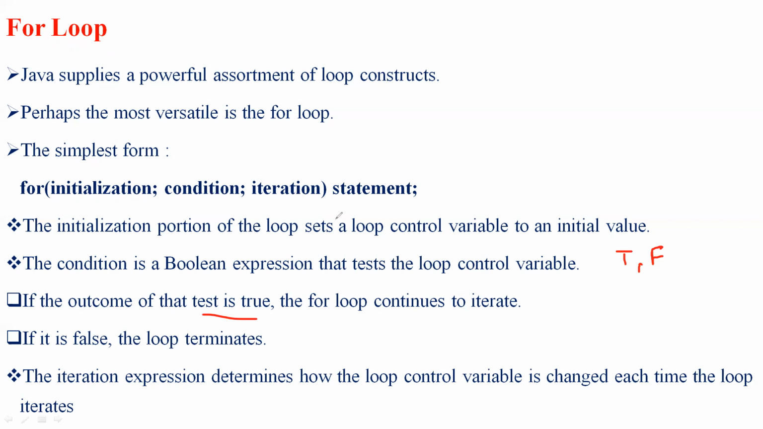Next we have the iteration statement. This iteration expression determines how the loop control variable changes each time the loop iterates. How the loop control variable changes on each iteration is determined by this iteration statement. Let's take an example and see how this for loop works.